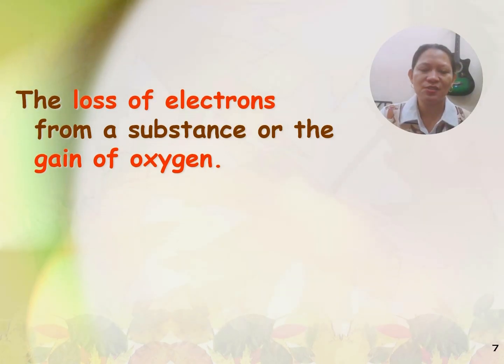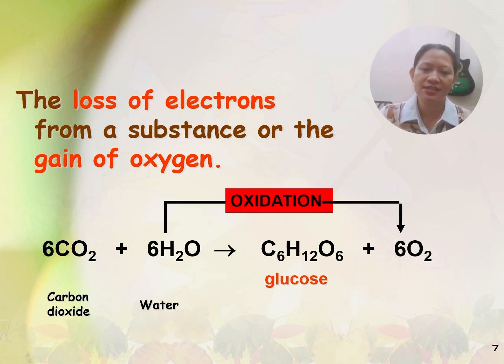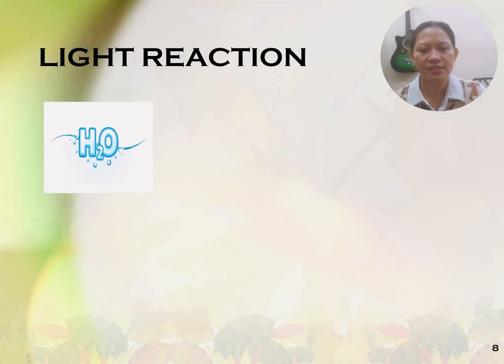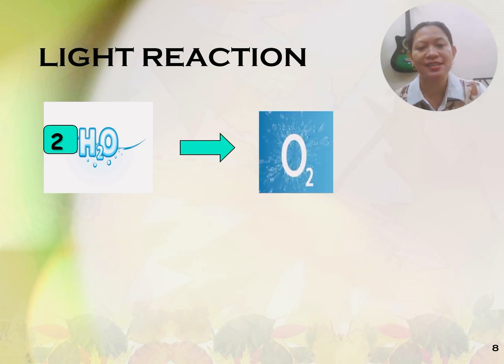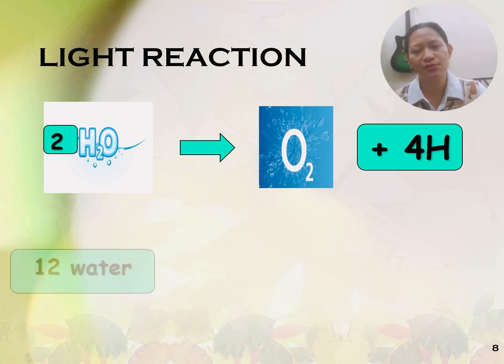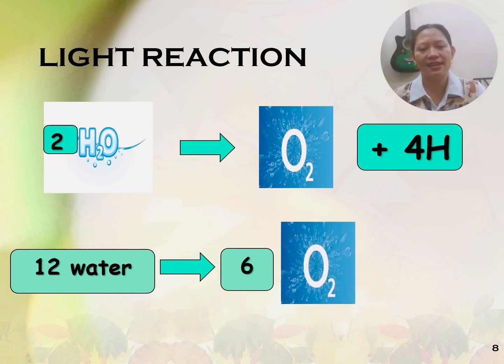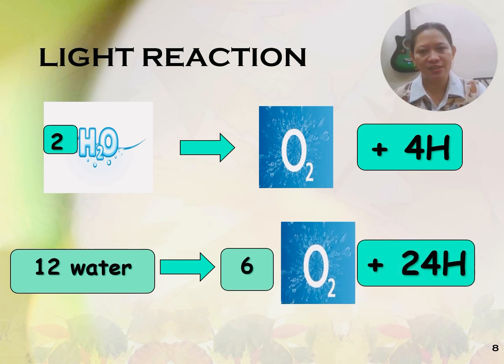Again, the loss of electrons from a substance or the gain of oxygen is called oxidation. In this equation, we have 6 water that undergo oxidation to produce 6 oxygen gas. This is true with the light reaction, wherein we will need 2 molecules of water to produce oxygen gas and 4 hydrogen, meaning to say we will need 12 water to produce 6 oxygen gas and 24 hydrogen.